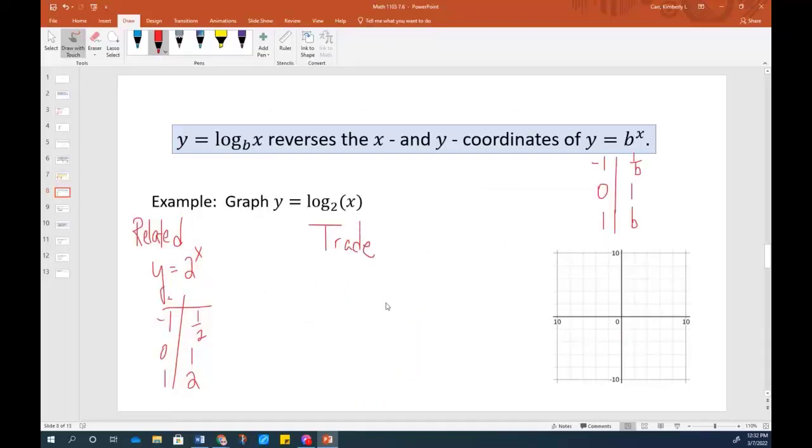So now I'm going to trade those points, and it's going to give me 1/2, -1, 1, 0, and 2, 1. And those are the points that I'm actually going to go plot over there for my logarithm. Half, that's tiny, -1. 1, 0, and then 2, 1.